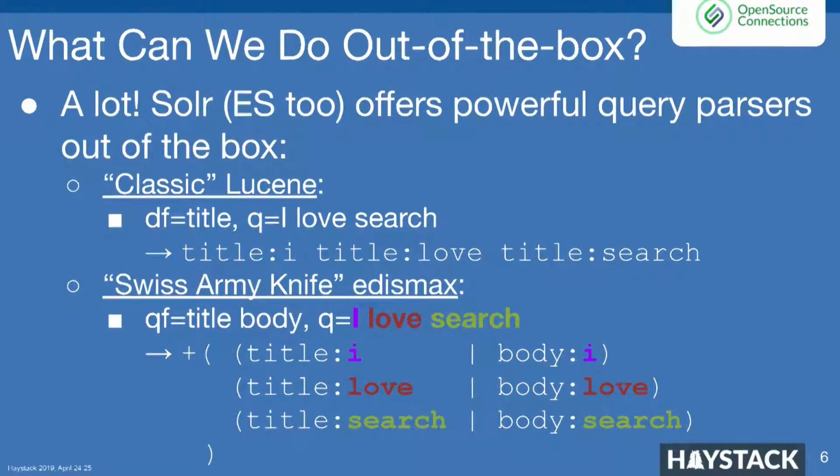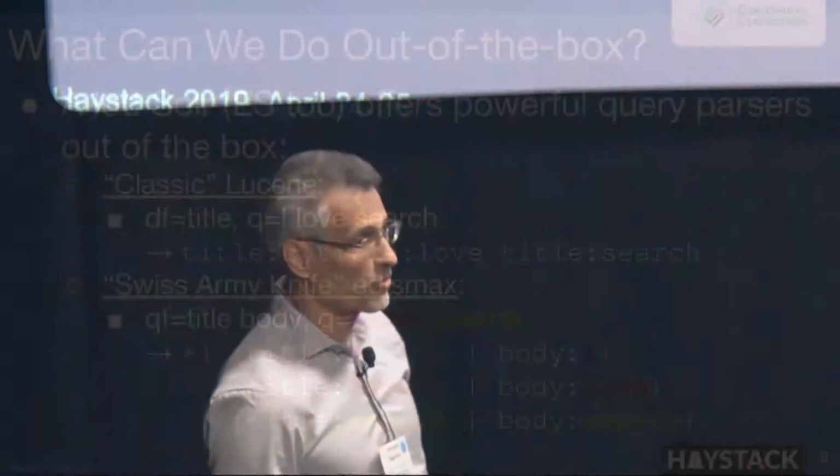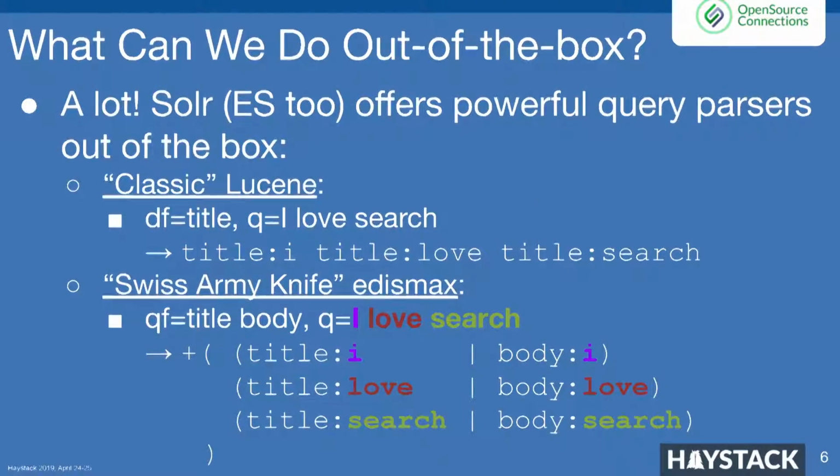So what can we do out of the box? The topic is about custom query parsers, but before we engage in a long journey writing custom query parsers, let's take a look at what we do out of the box. And you can do a lot, as you all know. Both Solr and Elasticsearch have a pretty long catalog of query parsers that we can use, and we all know and love the classic Lucene, of course. That's the first thing we learn as a search engineer, right? And then you get to the edismax. I like to call it the Swiss Army knife. It's got so many things on it that sometimes it's hard to know how to use it.